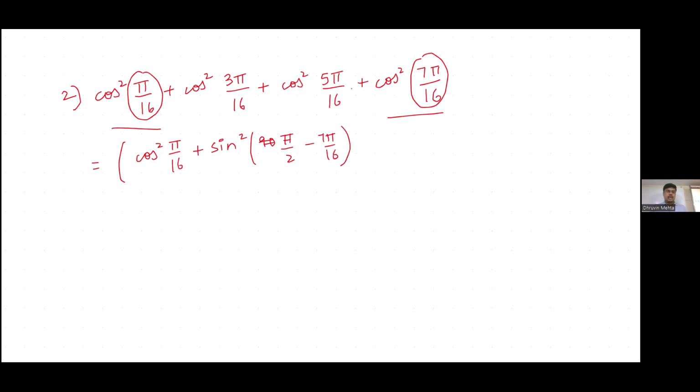और सेकंड में भी अगर चेक करें हम, what is 3 pi by 16 plus 5 pi by 16? That's also 8 pi by 16, which is pi by 2, 90. तो यहाँ पे भी सेम होने वाला है. So the whole point is that this is cos square theta plus sin square theta. What is cos square theta plus sin square theta? यहाँ से बनाया, सेकंड ब्रैकेट से बनाया.